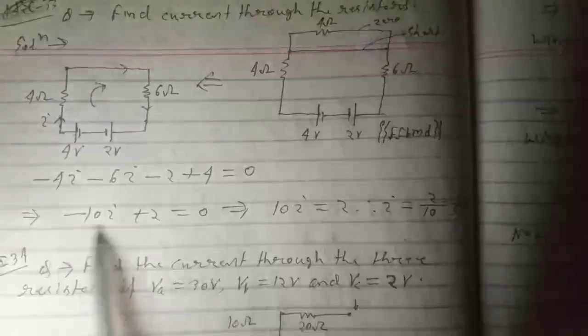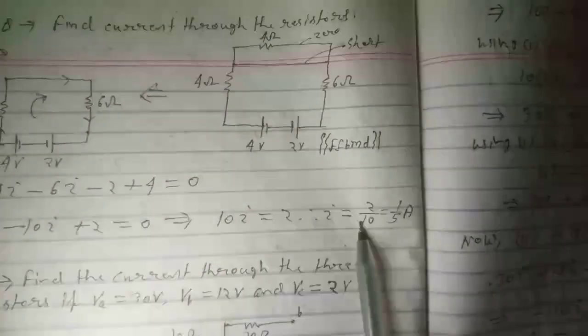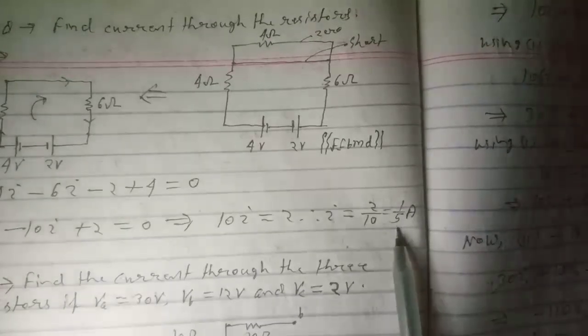Now this implies 10I plus 2 equals 0. This implies 10I equals 2. Hence I equals 2 by 10 equals 1 by 5 ampere. Answer.